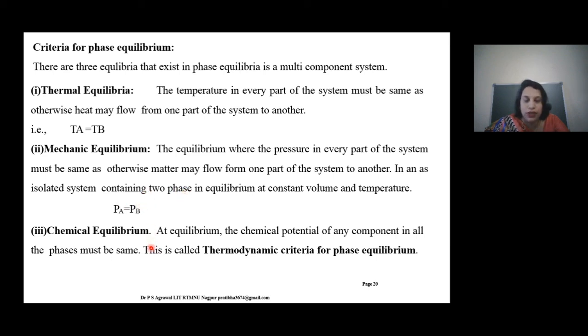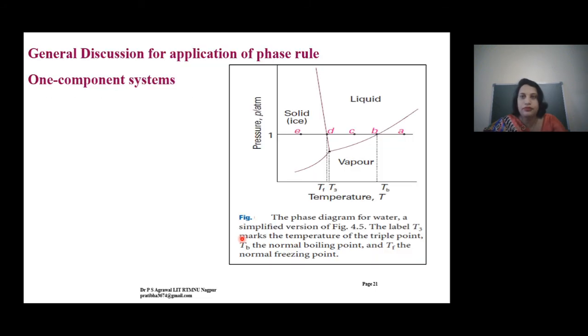Now the chemical equilibrium. At equilibrium, the chemical potential of any constituent must be the same. We have seen that mu alpha equals mu beta. This is the thermodynamic criterion of equilibrium, for every chemical constituent. This mu should be the same throughout the phases.